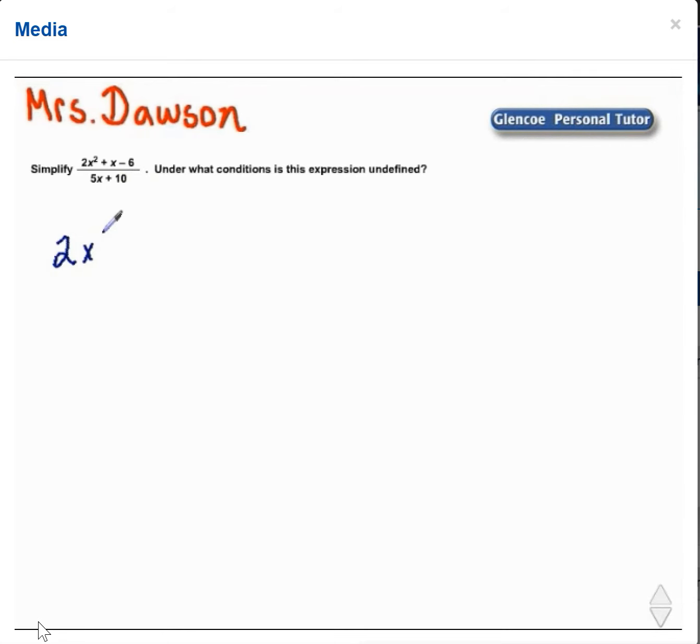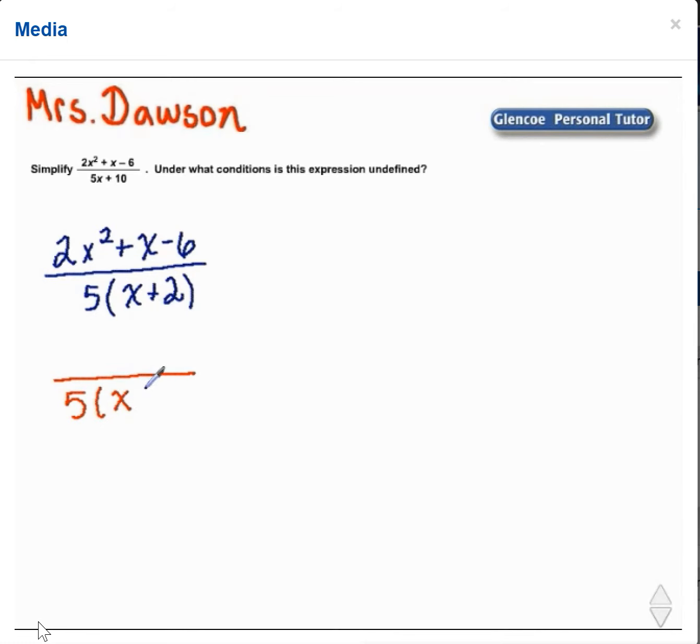2x squared plus x minus 6 does not have a greatest common factor. However, the denominator does have a greatest common factor of 5. So, if we divide out the 5, we have the denominator of 5 times the quantity of x plus 2. I often like to begin by factoring the denominator because it can sometimes give us a clue what binomial to try in the numerator.